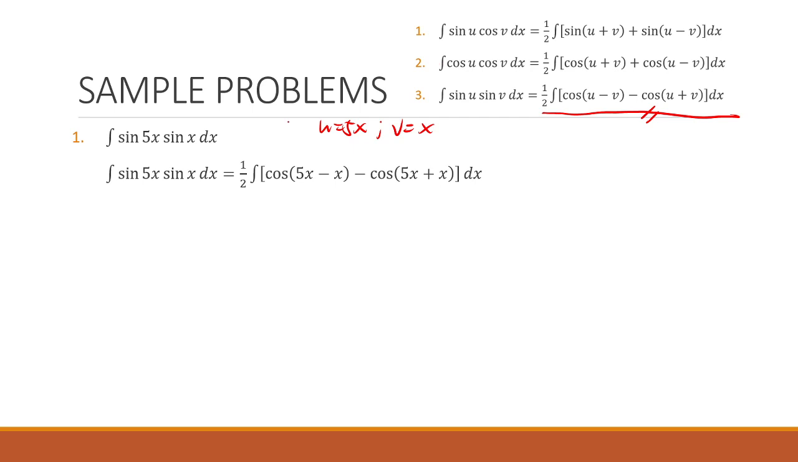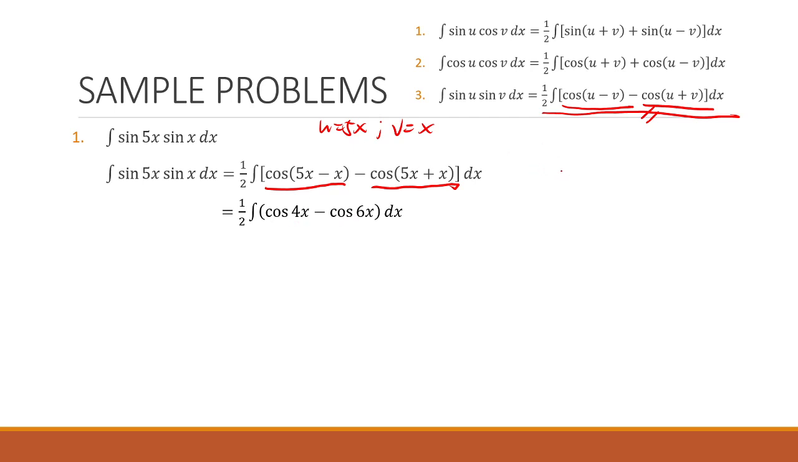So first term, itong cosine 5x minus x, this corresponds to cosine u minus v. And we have minus cosine 5x plus x. Ito naman, it corresponds to the second term ng formula. Okay? So simplify lang, and then we now have 1/2 integral of cosine 4x minus cosine 6x. These terms are integrable na. Okay? We just apply u sub for the arguments.